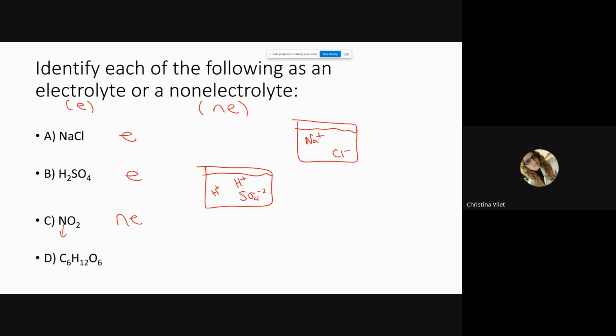No charges, and you can prove that by checking your periodic table and verifying that you have two nonmetals, which means that electrons are shared, not transferred. That's the idea. So Ne. Last one, C6H12O6, good old sugar, glucose specifically. Ne, because again, non-metal. I'm going to write Nm for non-metal. Nm, Nm, three non-metals, not going to conduct electricity.